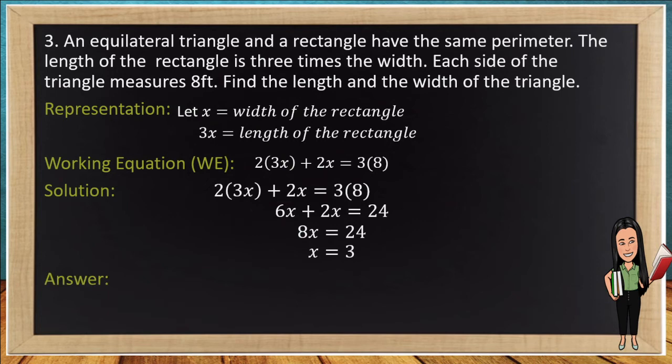Yung 3, that is the width of our rectangle. And then, yung length is 9. The length is 9 feet and the width is 3 feet. Let's have another example.